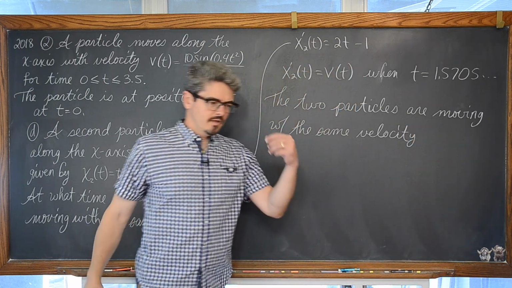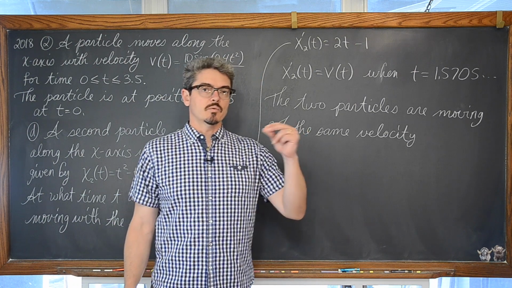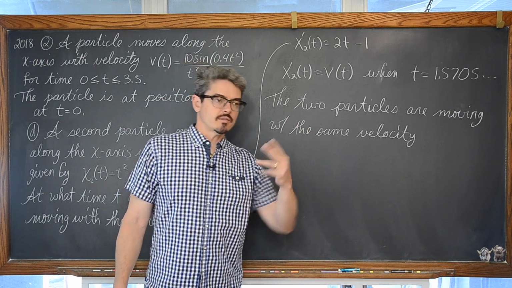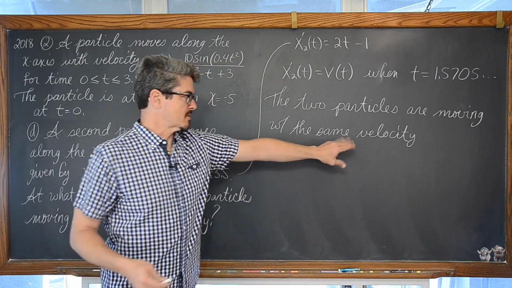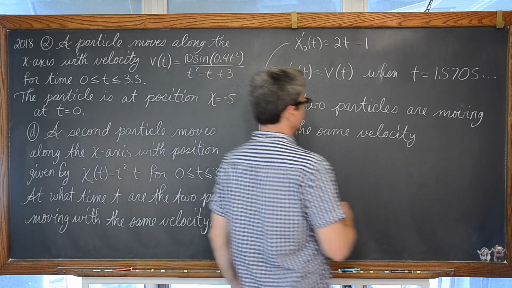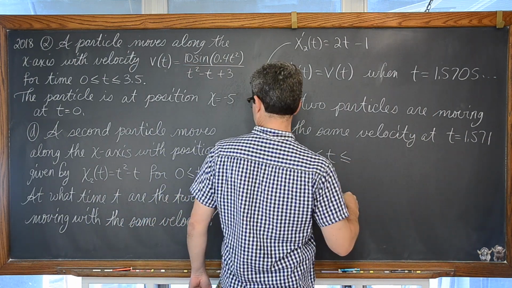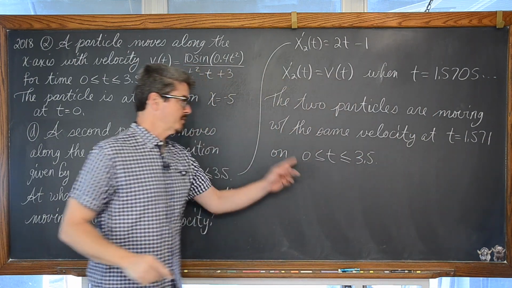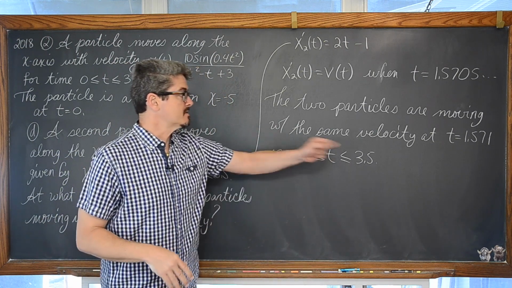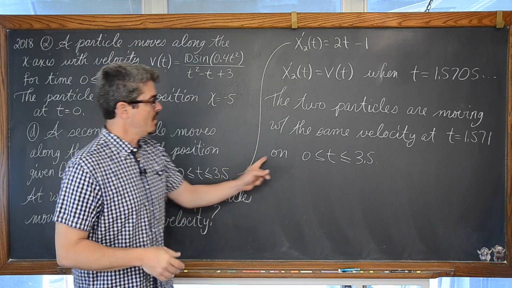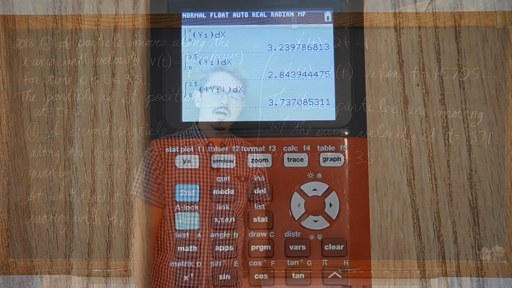Remember, by the way, velocity takes into account the direction, with it being positive or negative, along with the rate of change, whereas speed, not that it's in this particular question, is the absolute value of velocity. And for good measure, I'm going to go ahead and put that closed interval on there. So the two particles are moving with the same velocity at t equals 1.57 on that closed interval where t is between 0 and 3.5.